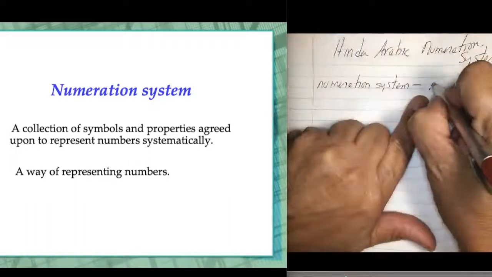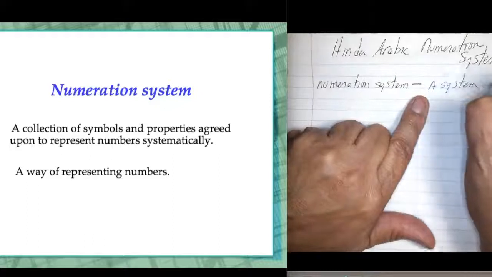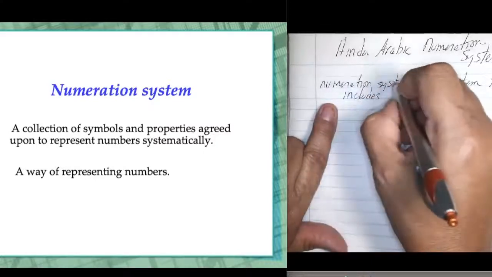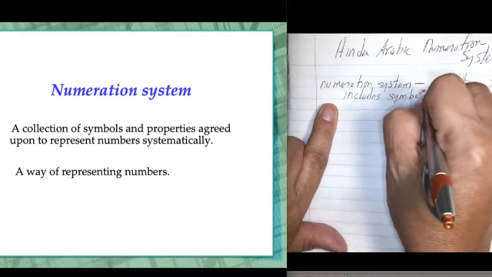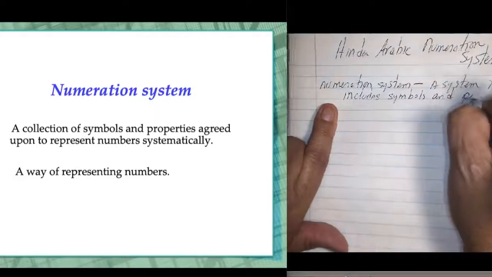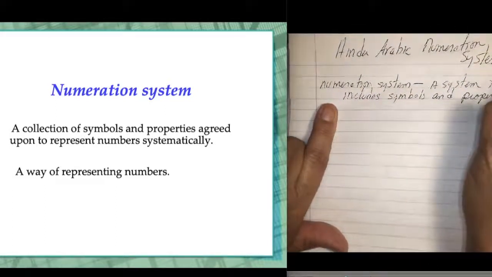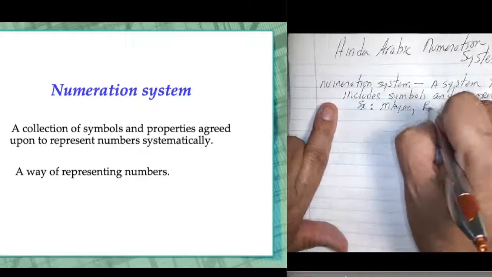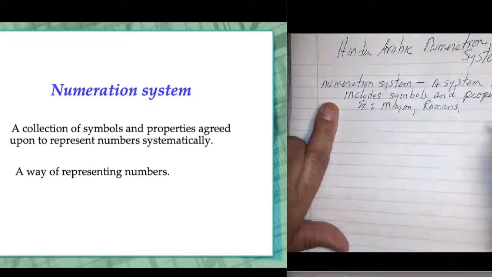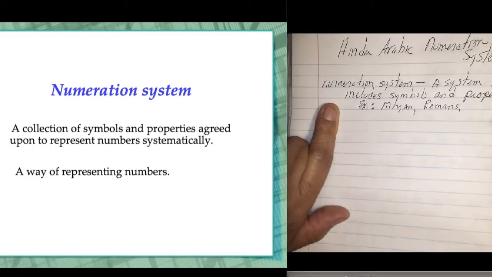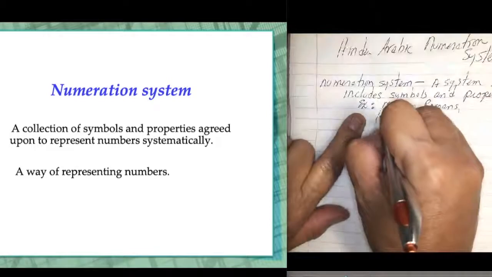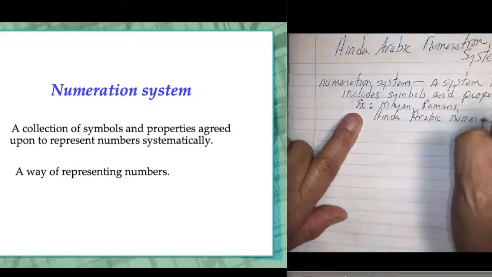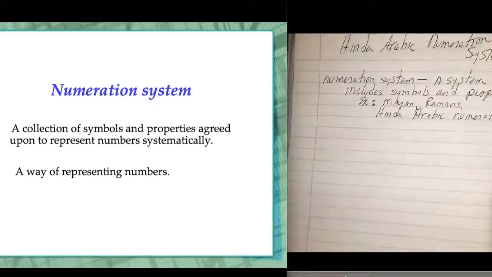So I'm going to put here, it is a system that includes symbols and properties. So again, some ancient civilizations would be the Mayans, the Romans with Roman numerals, and the one that we're using today is the Hindu-Arabic numeration system.